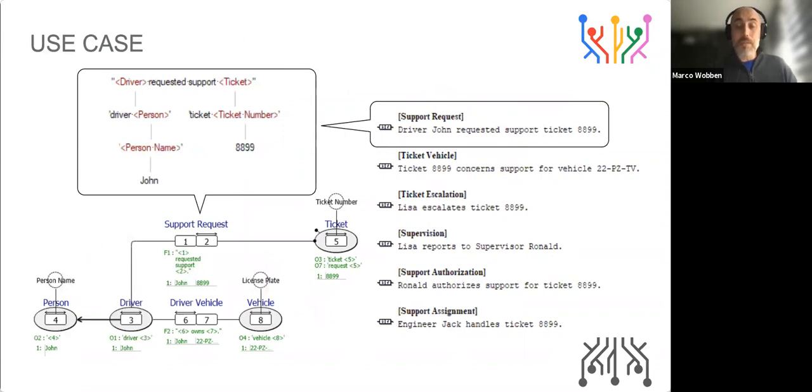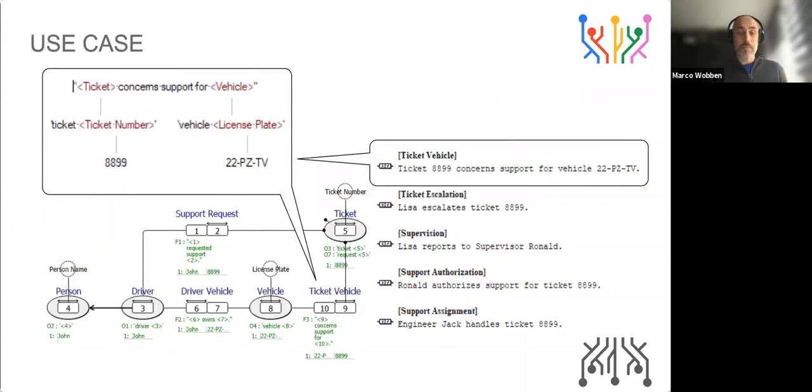Support request, driver John requested the support ticket 8899. I'm dissecting it in an information grammar on the left, and I'm visualizing it. Now notice that only the support request and the ticket number is added to the diagram. I am actually reusing the entire section of driver because I already put that in an information model. And I will continue. If somebody has questions, I will hear them, surely.